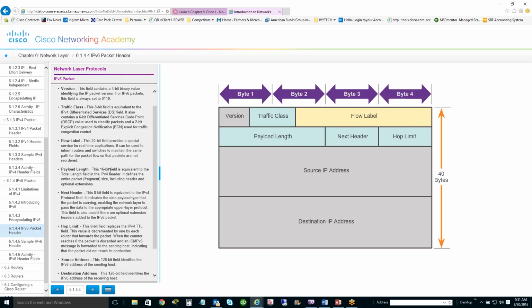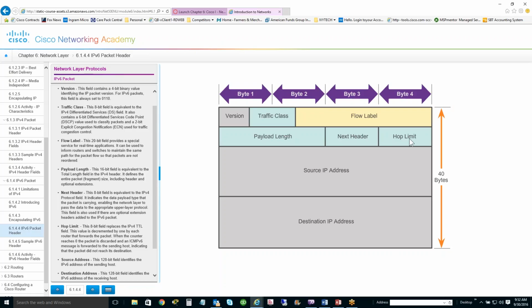The payload length is the same as the total length field in an IP version 4 header. It defines the entire packet size, including header and optional extensions. And the next header is an 8-bit field equivalent to the IPv4 protocol field. It indicates the data payload type that the packet is carrying. I know it's kind of misleading in that it's called the next header. It enables the network layer to pass the data to the appropriate upper layer protocol. This field is used if there are optional extension headers added to the IPv6 packet.